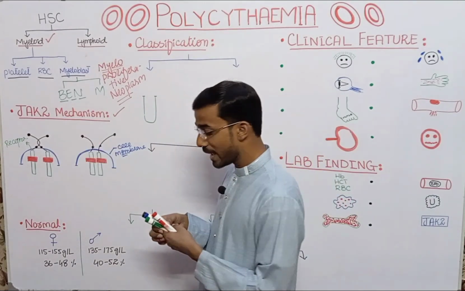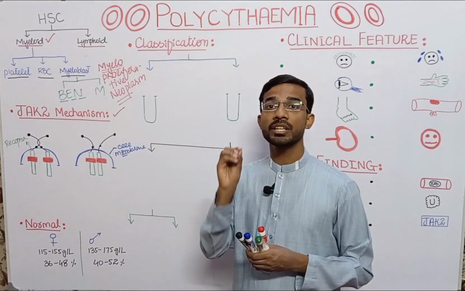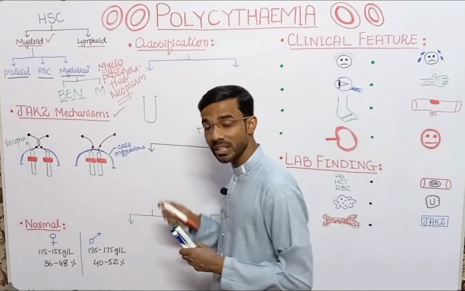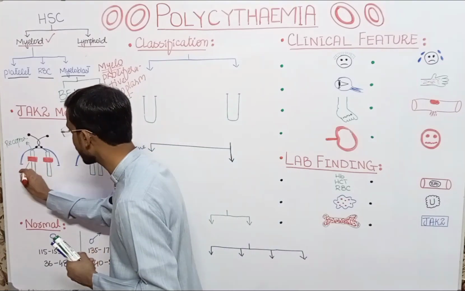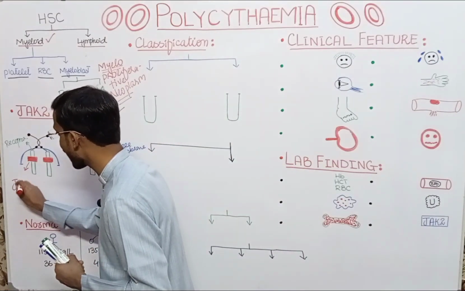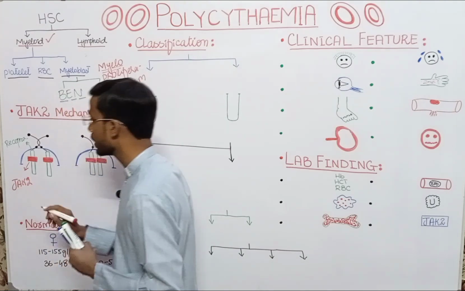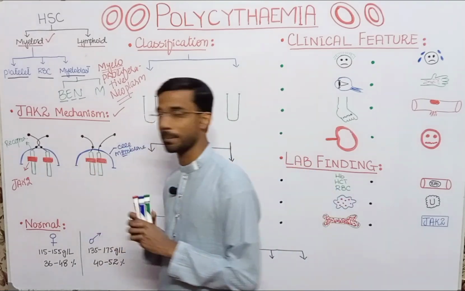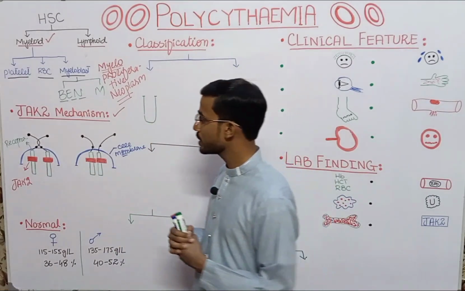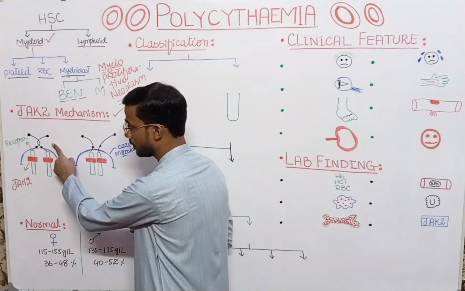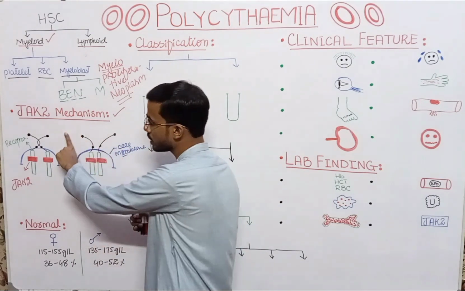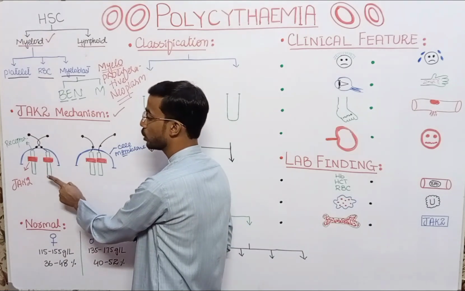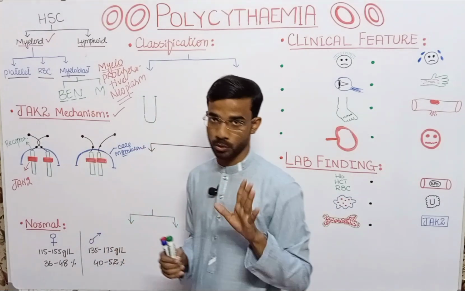These receptors are basically growth receptors, and they carry a protein, shown by the red color, which is the JAK2, Janus associated kinase protein, attached to these receptors. So this is a receptor having two domains, extracellular and intracellular, and in the intracellular domain you will see a protein which is the JAK2 protein.